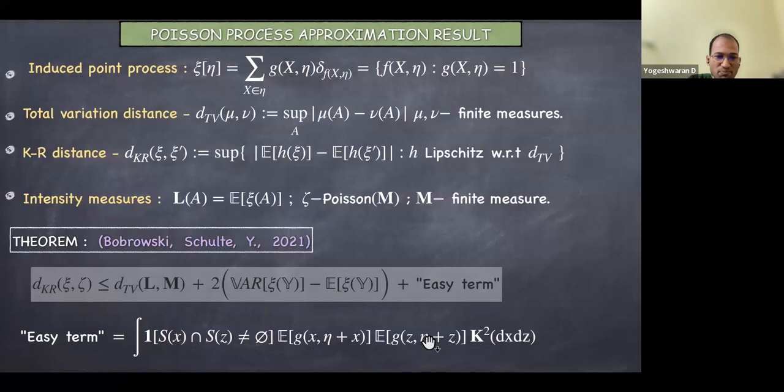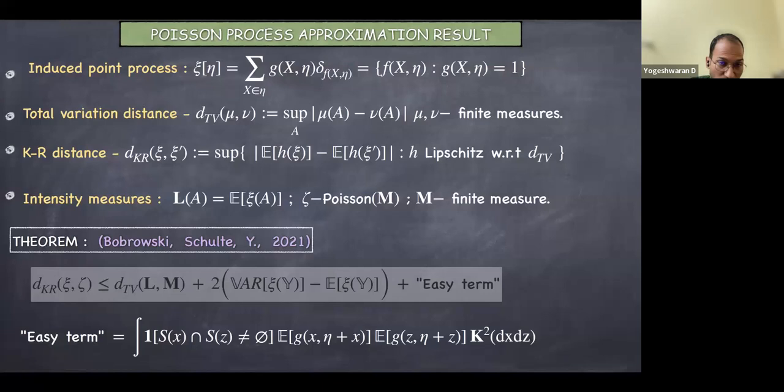If you take S_X and S_Z to be very, very large, for example, the full set, so S of X is X and S of Z is also X, then this indicator is always one, and you get nothing. So the point is choosing S correctly. I shouldn't say it's always easy, but it is not too hard to compute if you choose S appropriately. This is what this term is.